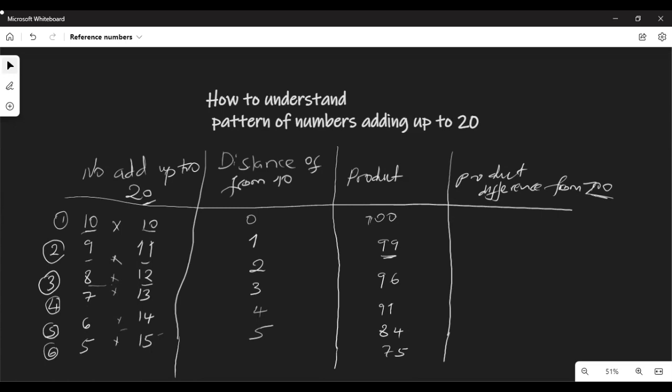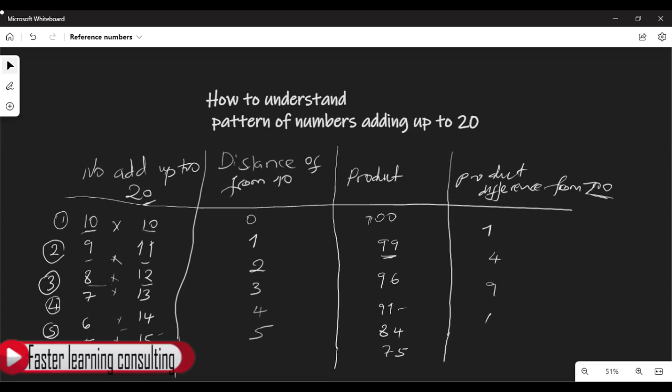So our main goal now is to look at what is 100 minus 99, where we have 1, 100 minus 96, we have 4, 100 minus 91, we have 9, 100 minus 84, we have 16, 100 minus 75, we have 25. Okay. Now, this is what is very interesting. And why I say it's interesting is because here you have 100 minus 100 is 0. So you have same is 0.